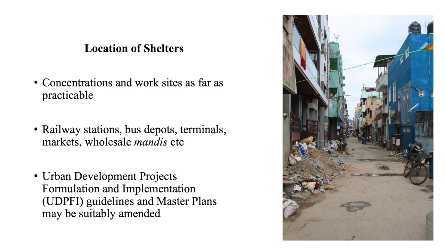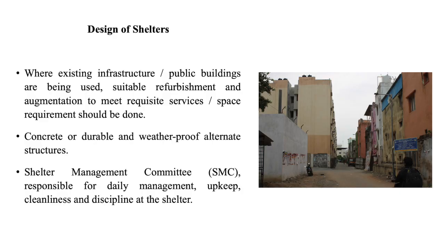They may be located close to the areas where the poorest congregate, like railway stations, bus depots, terminal markets, sometimes the wholesale mandis, etc. So therefore, the Urban Development Plans Formulation and Implementation, what we call the UDPFI guidelines, and master plans may be suitably amended to permit construction of such shelters in public and semi-public use zones. And the design of shelters should be such that it is permanent and may be built of concrete and durable and weatherproof alternate structures, etc.